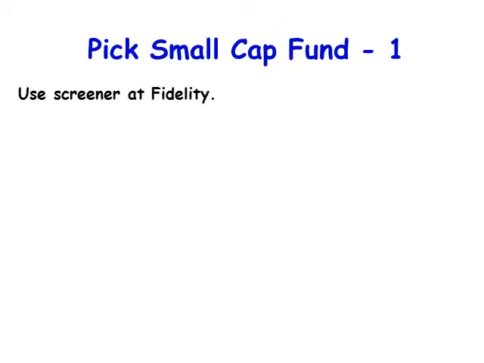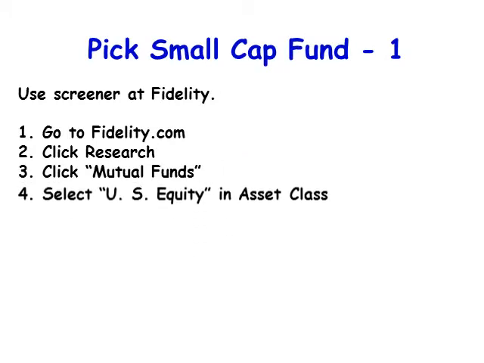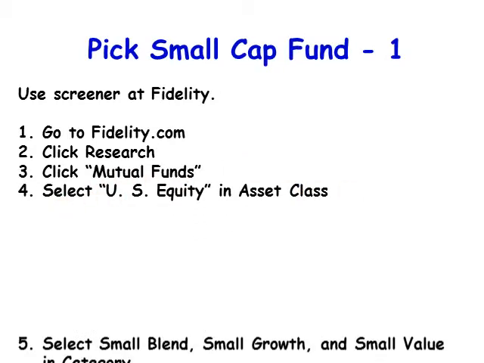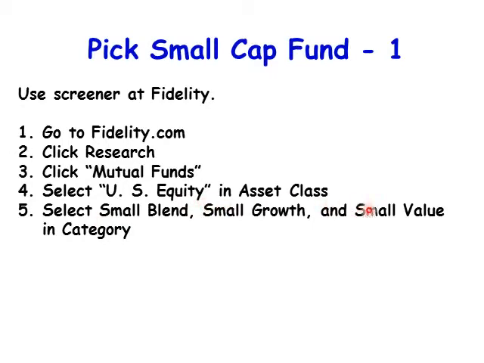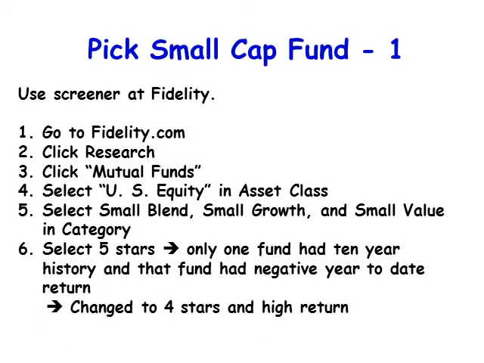Let's go look at small cap here. Go to fidelity.com, click research, click mutual funds, select US equity in asset class, select small blend, small growth, and small value in category, and select 5-star. Only one fund had a 10-year history, and that fund had a negative year-to-date return. I'm trying to get a longer history, so I dialed back from 5 stars to 4 stars, with high return.